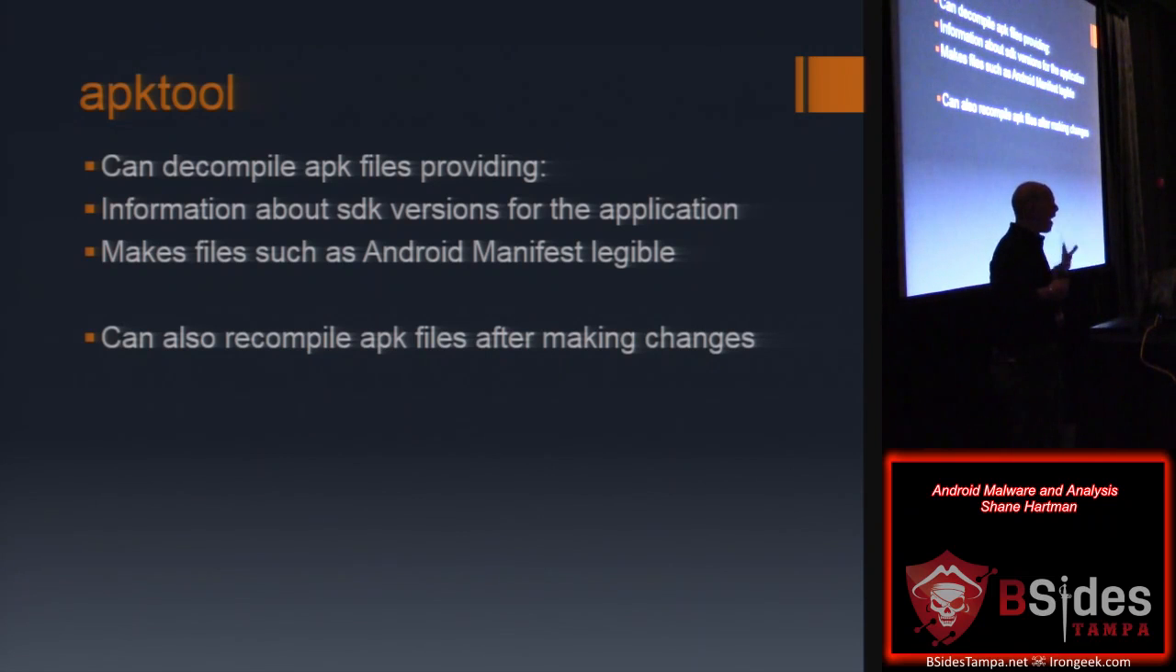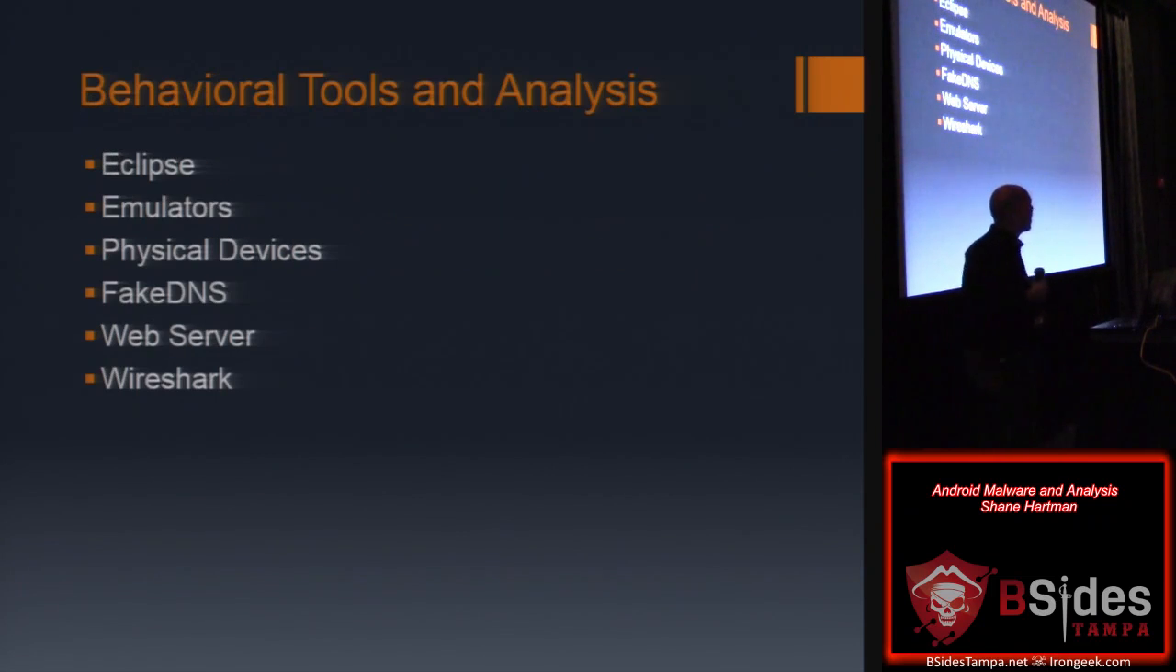So this is on the static side. On the behavioral side, we have a whole bunch of other types of tools. We use Eclipse, which is a development environment for applications in general, but they have a plugin for developing Android applications. It also has a debugger that you can use if you're developing apps, but you can also use it as a tracing utility. In addition, the SDK that you download from Google has an emulator in it, and the emulator itself will let you emulate any phone that you want. Then we have physical devices like phones and tablets that you can use.